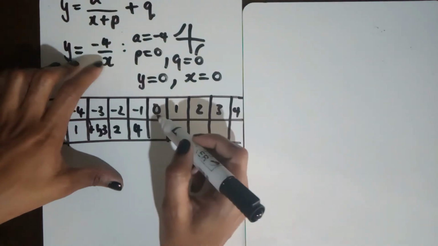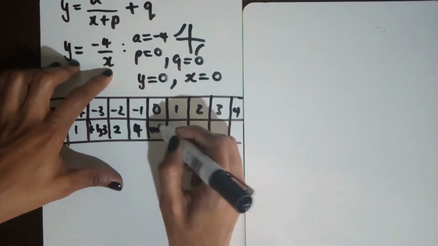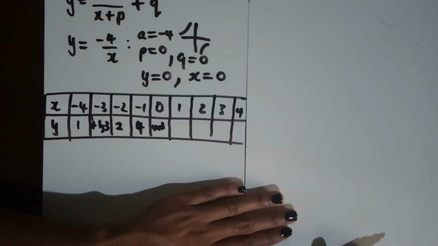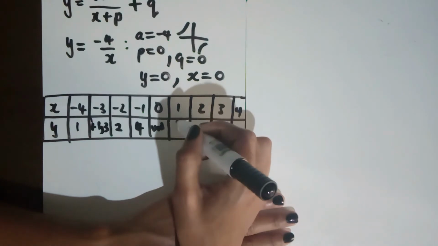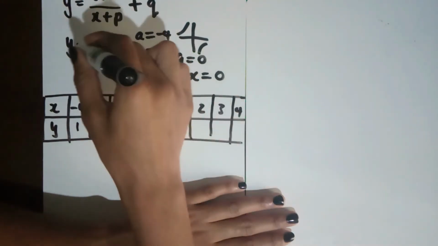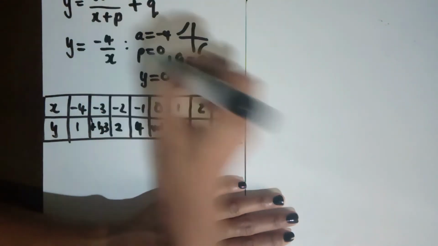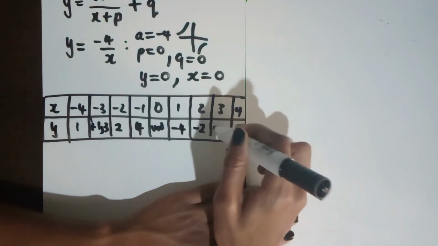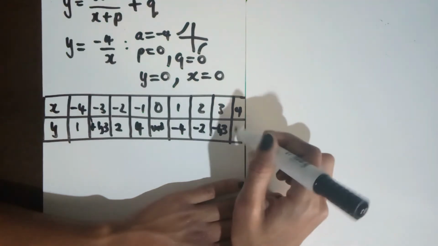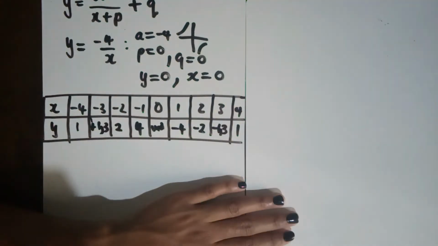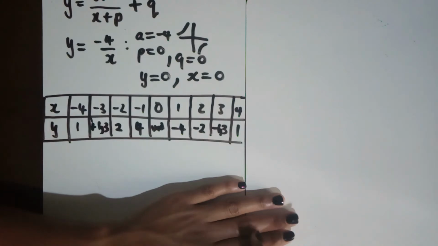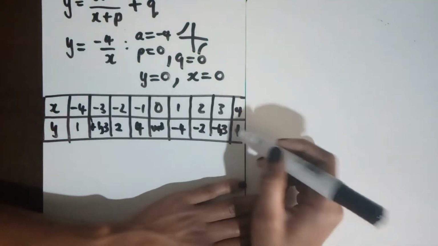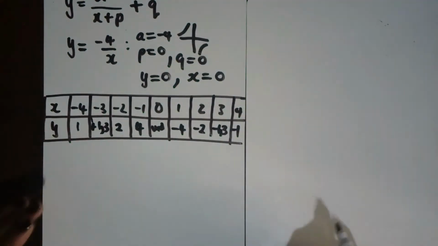When x is 0, you can't divide by 0, so it's undefined, right? There's nothing there. Cool. And then when x is 1, our value of y is just going to be -4 divided by 1, which is -4. The same thing here is going to be -2, -1.3. Can use your calculator, and then finally -1. I don't know why I wrote just +1 there.